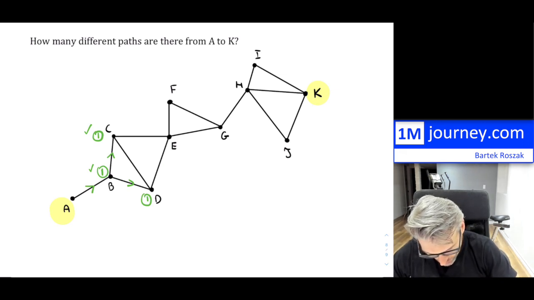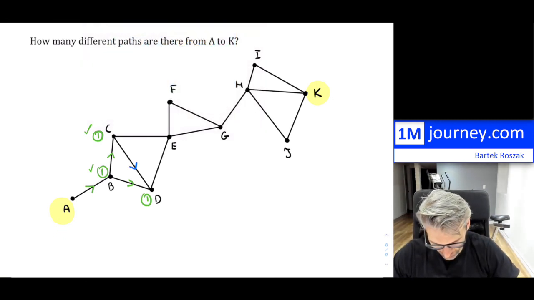So I'm going to change the color here. Notice that I can go from C to D in this direction, right? Now we know that to get to C there was one way. And now to get to D, if it was from B, there was only one way to do it directly.